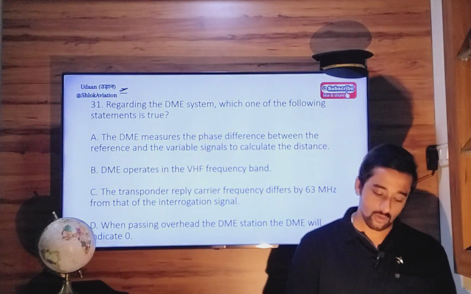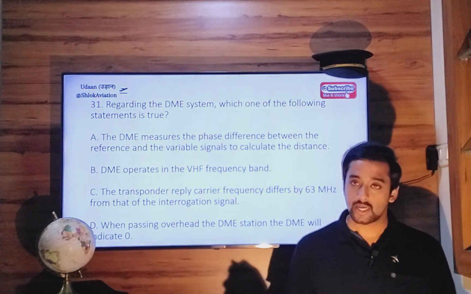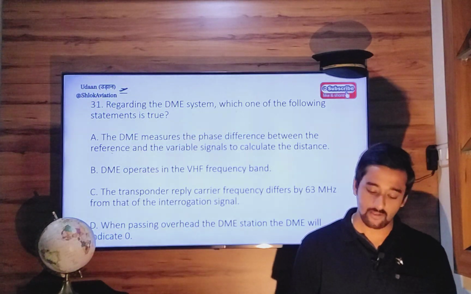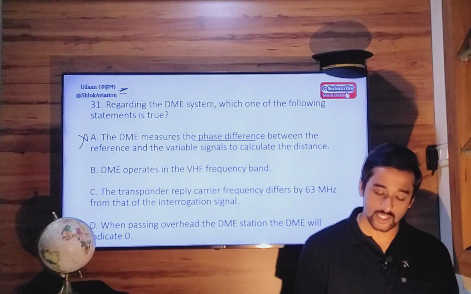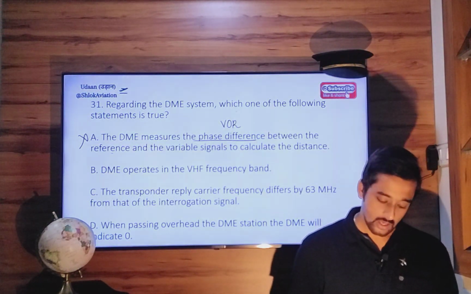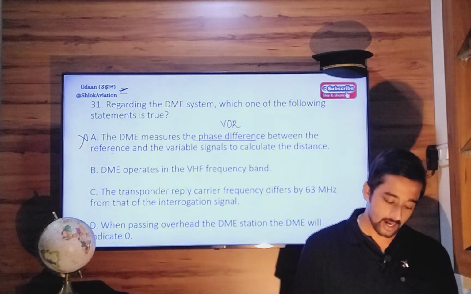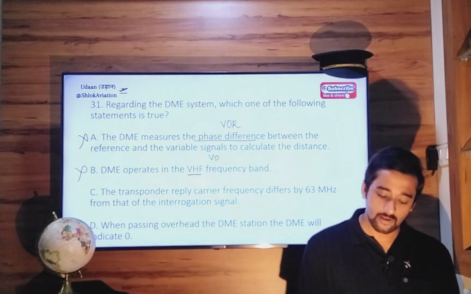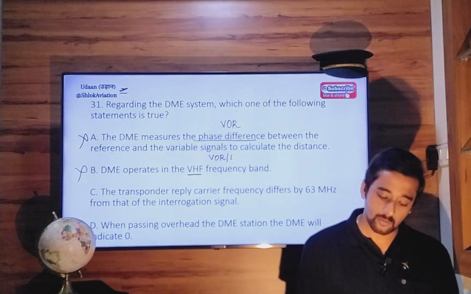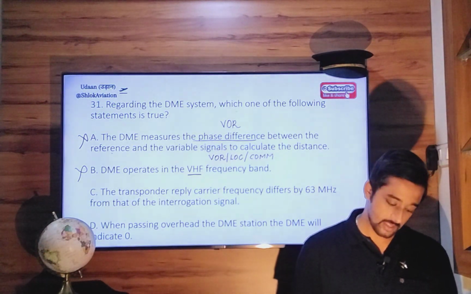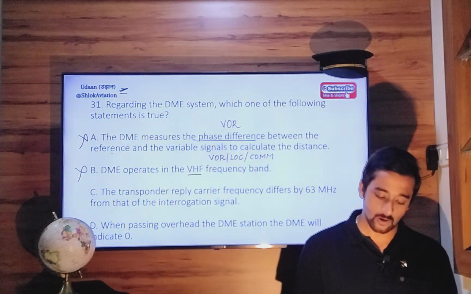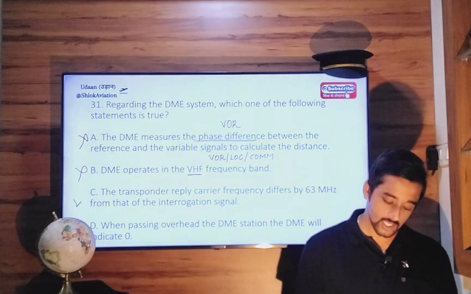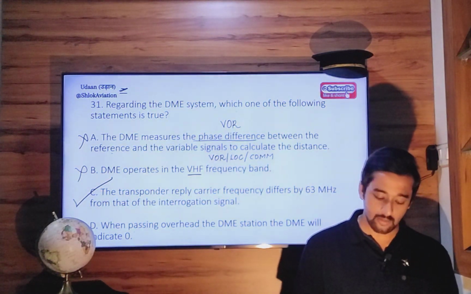Regarding the DME system, which is the true statement? The DME measures the phase difference between reference and variable signals to calculate distance. Utterly wrong. This belongs to phase difference, which is the principle followed by VOR. DME operates in the VHF frequency band. Wrong again. VOR operates in the VHF band. Localizer operates in the frequency band. Your communication frequencies operate in the VHF band. Next, the transponder reply carrier frequency differs by 63 MHz from that of the interrogation signal. Yes. When passing overhead a DME station, DME will indicate 0.